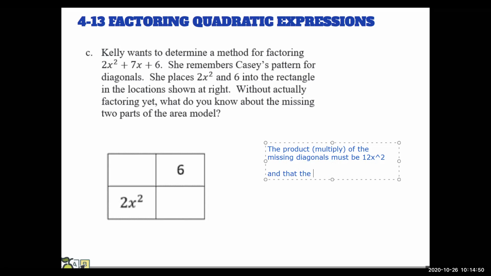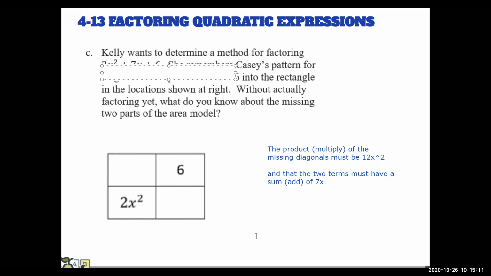And that the two terms must have a sum, this is when we add, of 7x, which is the number inside or in the middle. It's the missing term in the original expression. All right, so this is what we know.